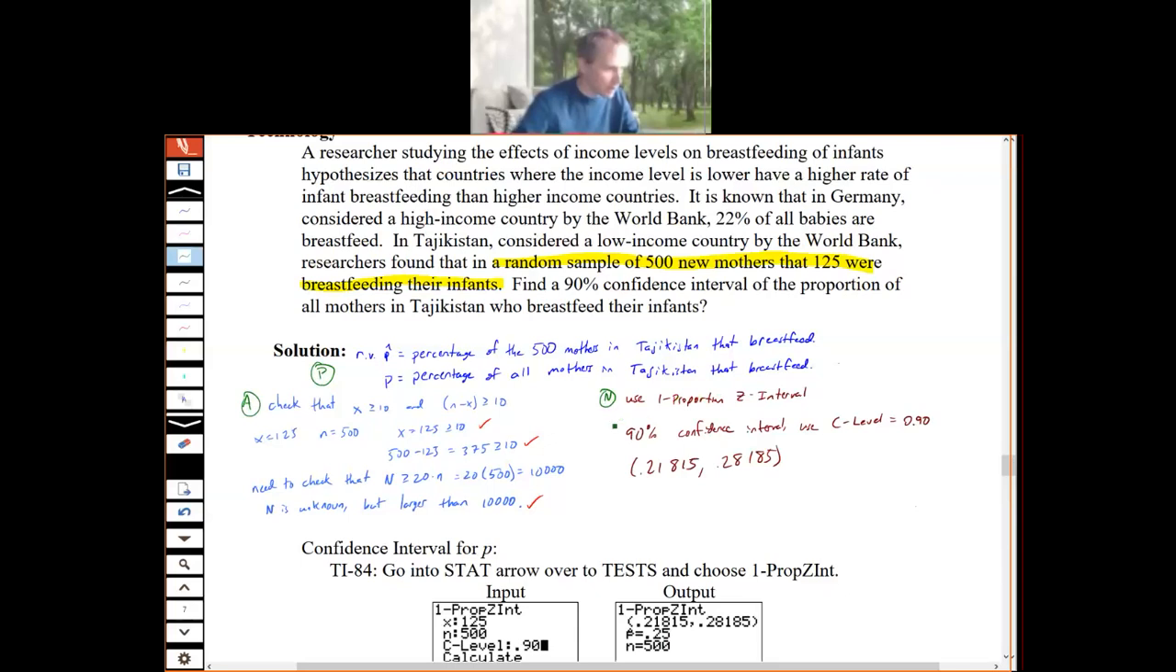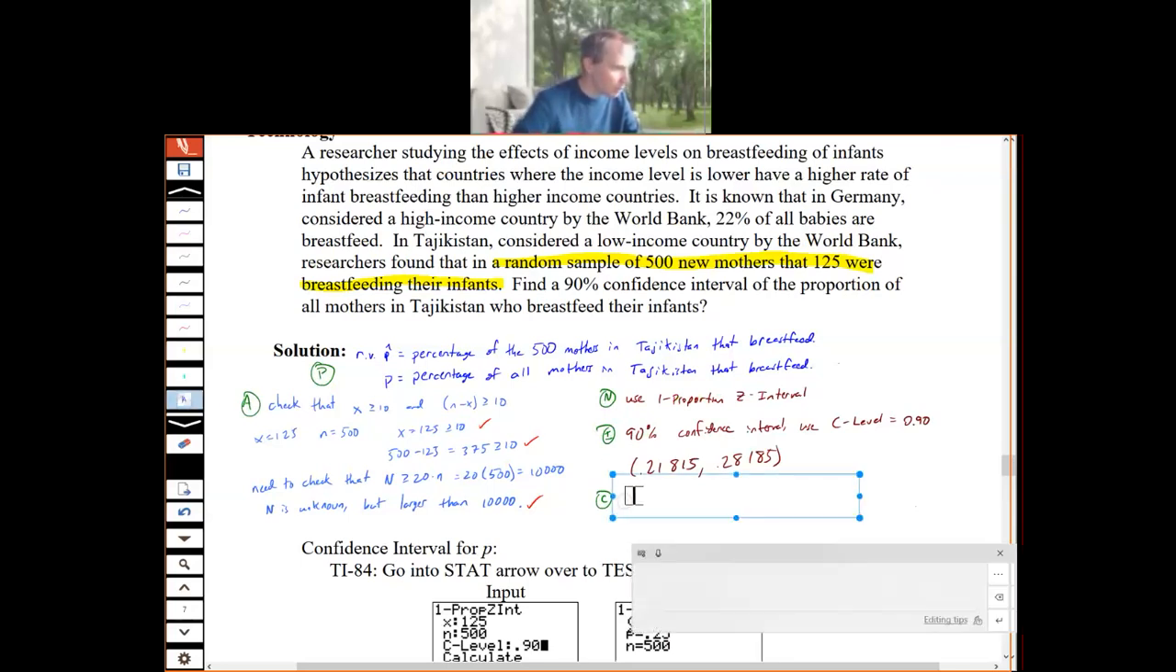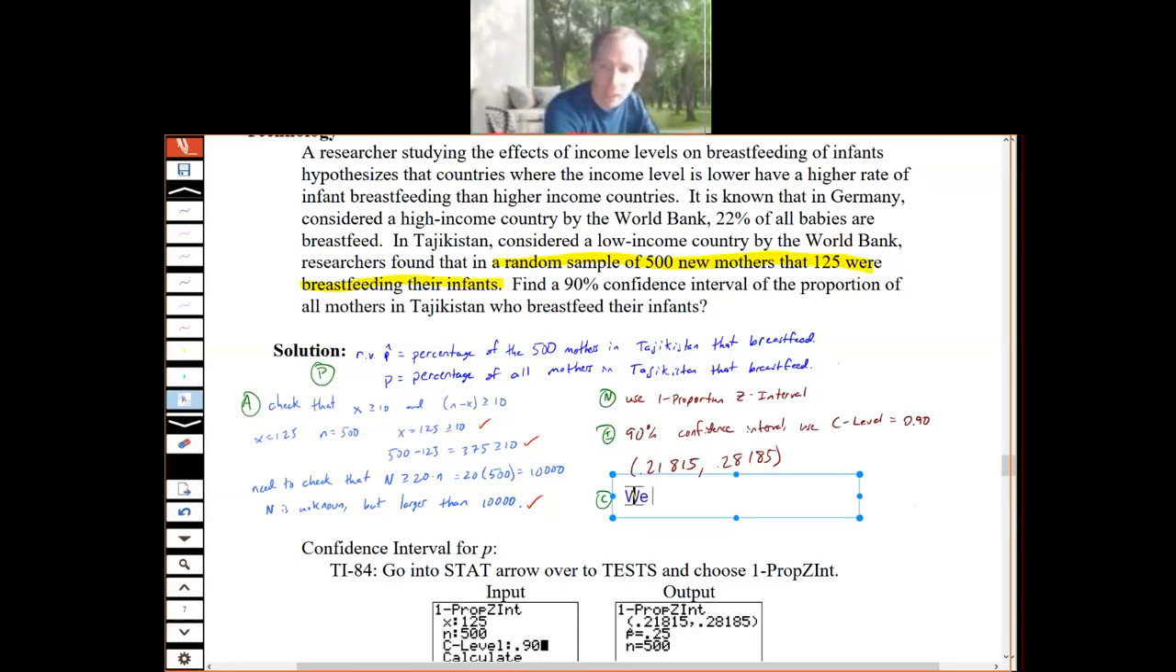So this was our name the test, and this was the I step, create a confidence interval. So now let's do the conclusion. Okay. We created a 90% confidence interval, so we can say we are 90% confident that the percentage of all mothers in Tajikistan that breastfeed is between.